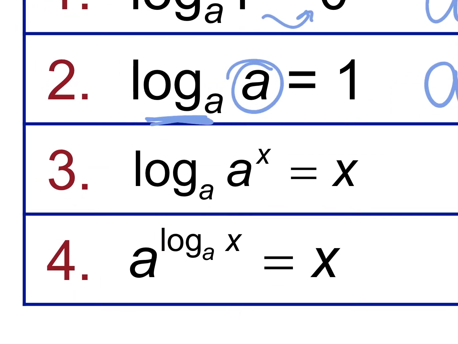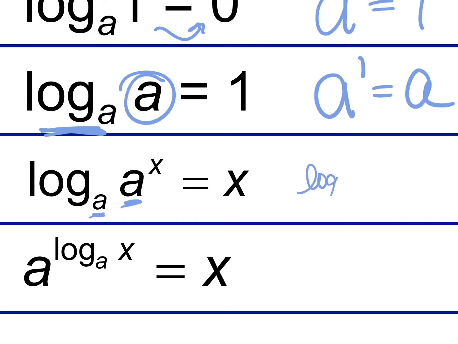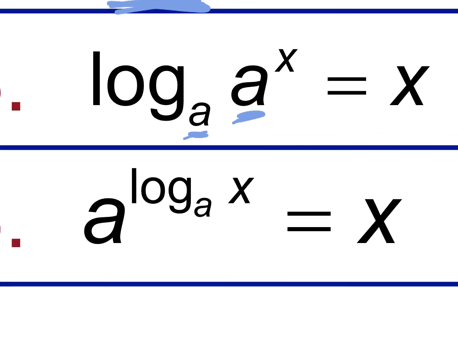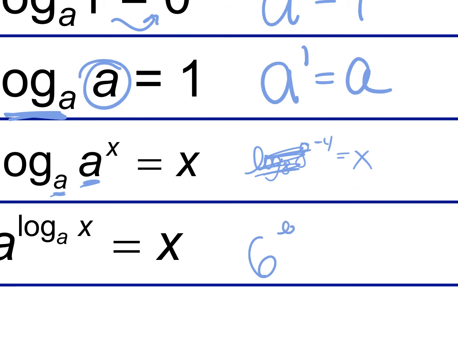Same thing here. Do you see how you have log little a and then your base here? They're the same. What do you think they'll do? They'll cancel out. So if you had log base 8 of 8 to the negative 4th power, what does that equal? What happens with 8 and log base 8? They cancel, so x equals negative 4. Same thing here. Do you see how you have a as your base and then it's raised to the log a? So if you had 6 to the log 6 of 5 equals what? Well, what happens with 6 and log 6? They cancel and x equals 5.